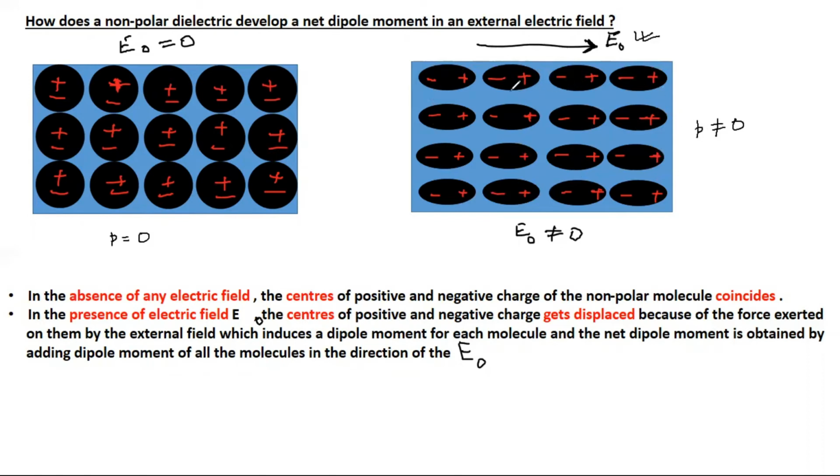Alright, because of the small movement of negative and positive charges, the negative charge will move opposite to the electric field E naught, and the positive charge will move along the direction of E naught, because of which we see a small distance between those charges, and it will develop a dipole moment. Alright, so remember this point: when a non-polar dielectric substance is under the electric field, there is certain movement of charges, and because of that movement, it develops a dipole moment, and now the dielectric substance will have a non-zero dipole moment. Alright.